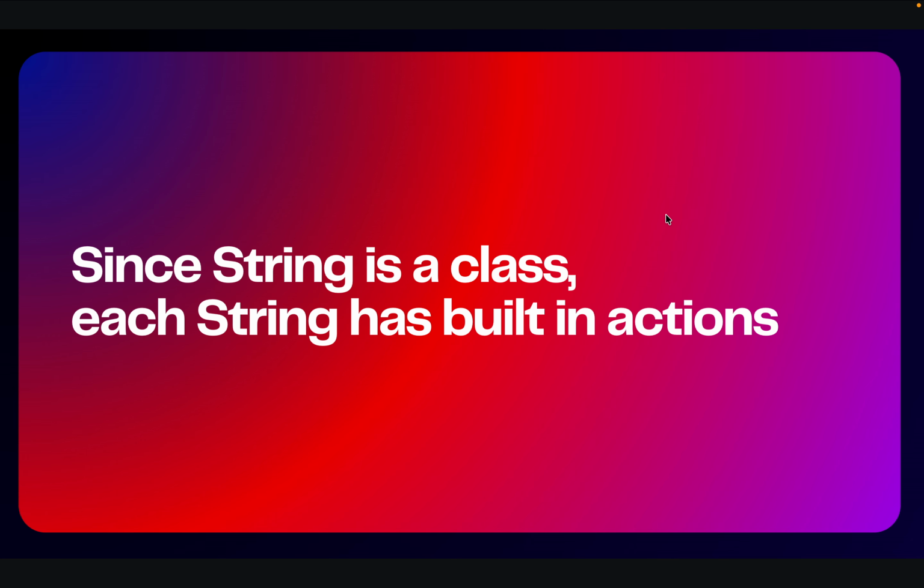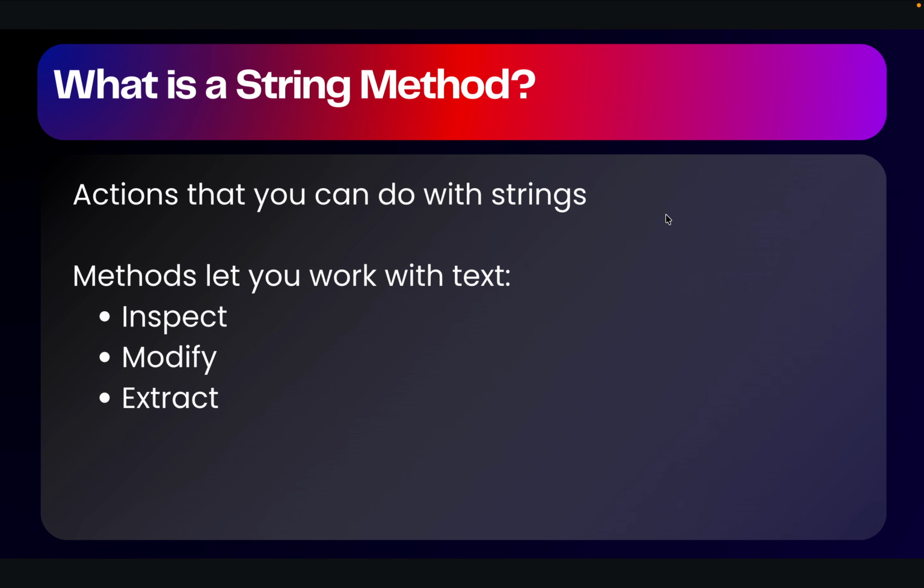So since string is a class, each string has built-in actions you can use with it. And that would be what we call a string method, which are actions that you can do with strings. And methods will allow you to do certain things with the text or the string that you're working with in your code, such as inspect it, modify it, and extract it.